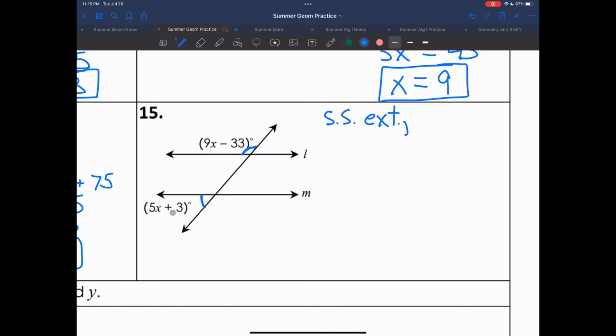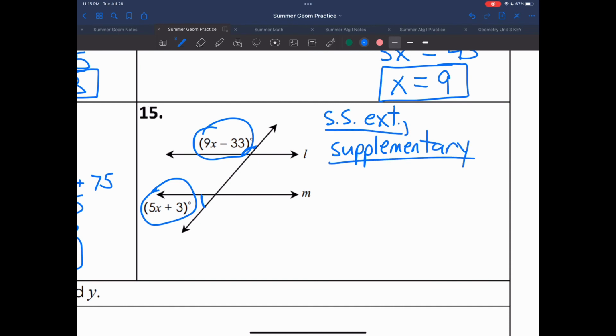Okay, be really careful. We've only done, I think, maybe one other like this. So careful with the setup. Do not set them equal. Do add them together and set them equal to 180 because they are supplementary. Okay, so add them up.